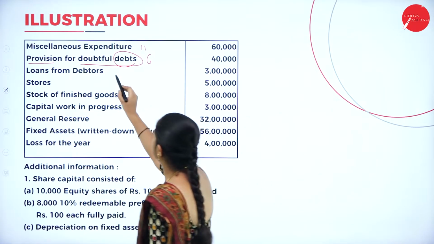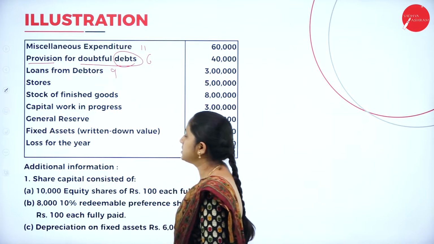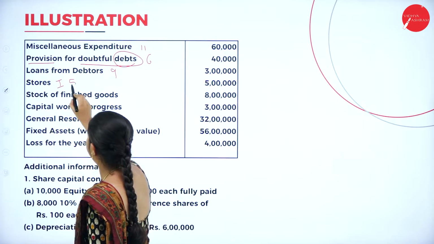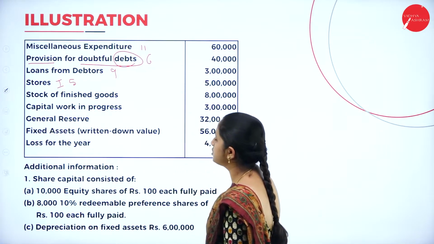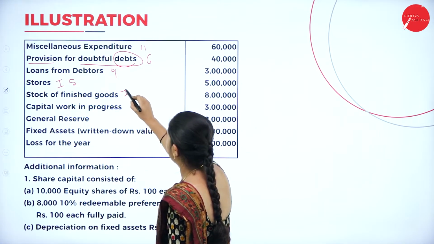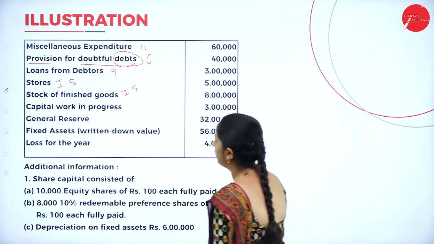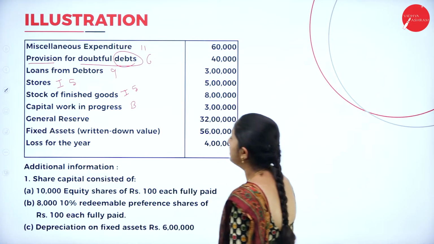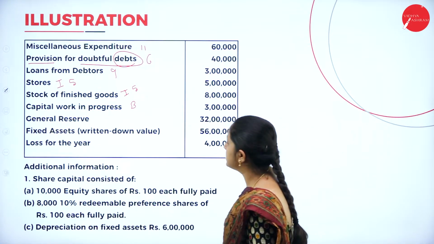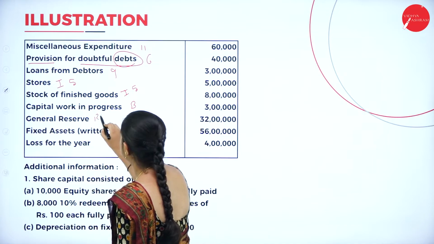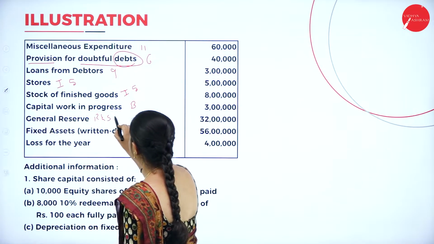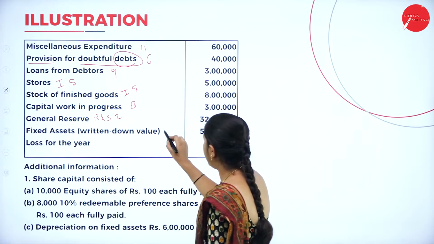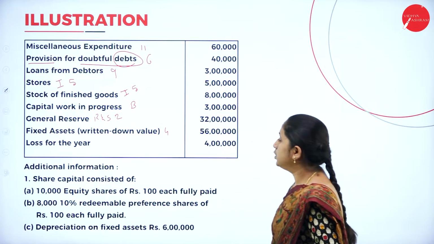Stores come under inventory, schedule 5. Next, stock of finished goods. This is also inventory, schedule 5. Capital work in progress directly in balance sheet. Then general reserves: reserves and surplus, schedule 2. Next, fixed assets written down value. Fixed assets is schedule 4.